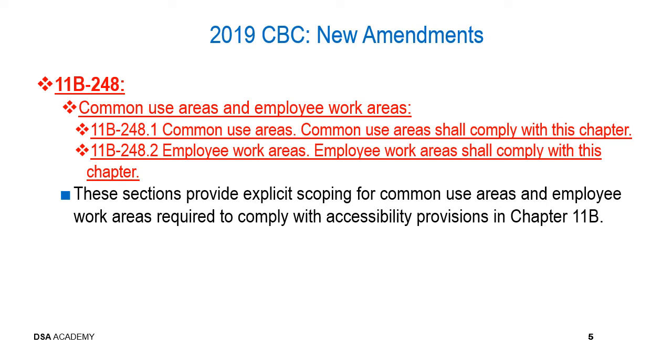This was added to clarify confusion regarding whether access requirements applied to common use and employee work areas, even though 11B-201.1 indicates all areas shall comply with these requirements. Apparently there was a lack of understanding in that regard when it came to application of the code sections. These now explicitly note that with this modification.